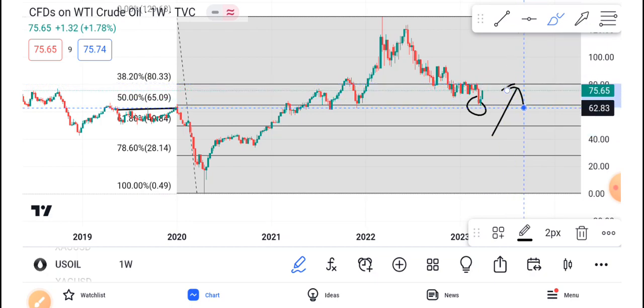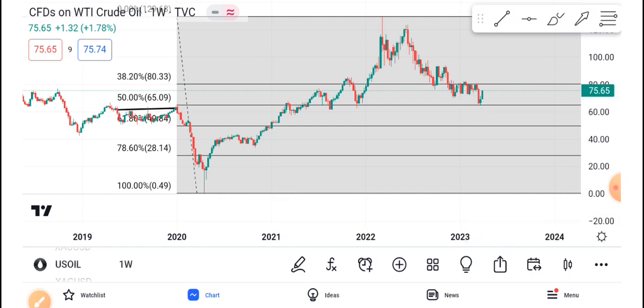Now what we have to see is whether this price rise is sustainable. Is it going to go up in the coming week, in the coming month, or is it going to fall down again till the 61.8 level? What is going to happen? That's what we are going to see here today. So the 50% retracement is done, right?